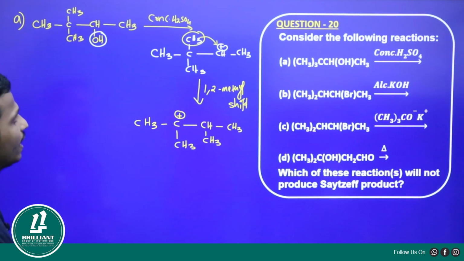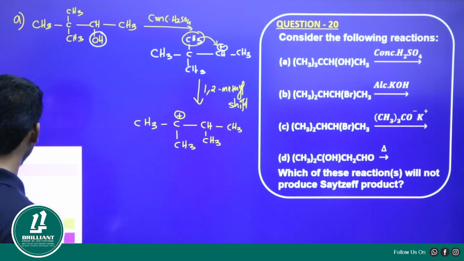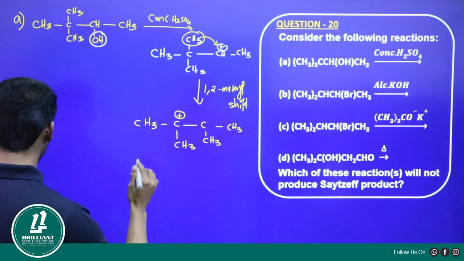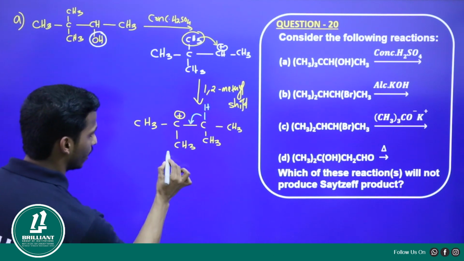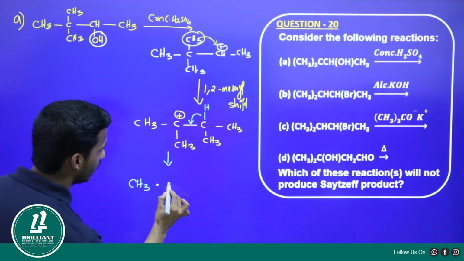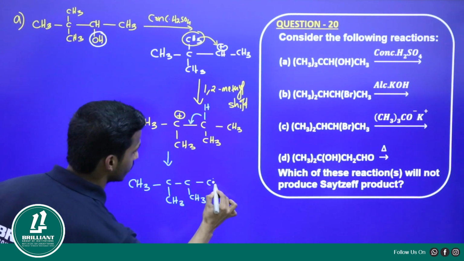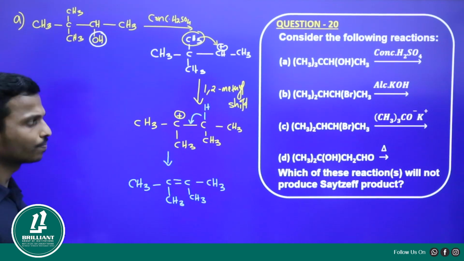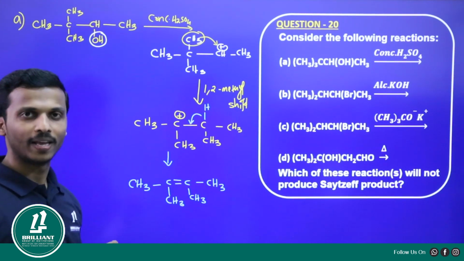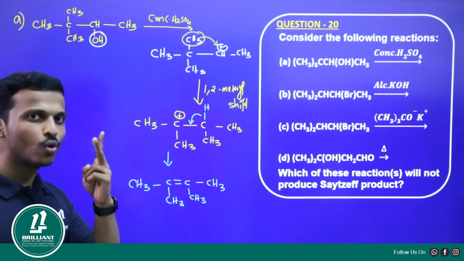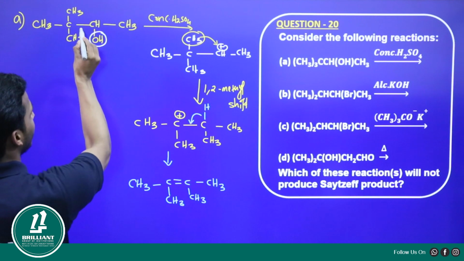And what will happen finally? Finally, we have to get an alkene, right? The nearby OH is already removed, one hydrogen has to be removed. So this hydrogen shifts here. So you will get the final compound CH3, C, CH3, C, CH3, CH3, double bond. Right. So when this compound undergoes dehydration, there is a chance to get two alkenes. Either the double bond can be on this side or on this side.